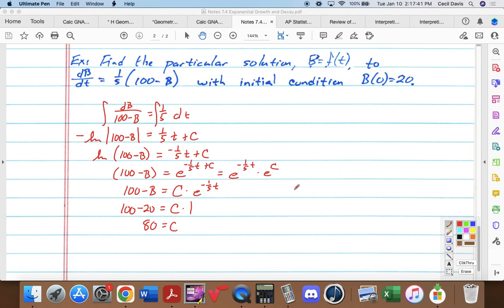So now our equation is 100 minus b is 80 e to the negative 1/5 t. If I subtract 100 from both sides, I get the opposite of b is equal to negative 100 plus 80 e to the negative 1/5 t. Divide everybody by a negative 1, and b is 100 minus 80 e to the negative 1/5 t.